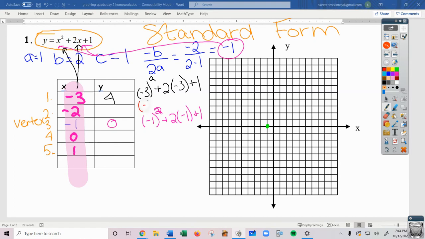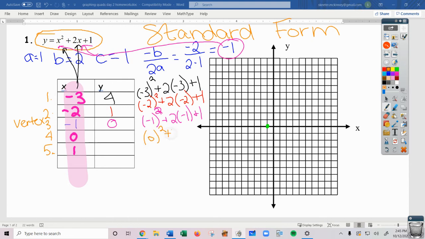So now we're going to plug in negative 2 squared plus 2 times negative 2 plus 1. What value do we get out? We should have got out 1. Okay, we already did negative 1, so now we are going to plug in 0.